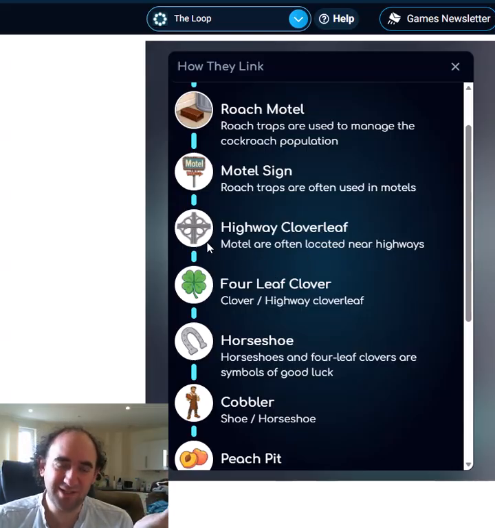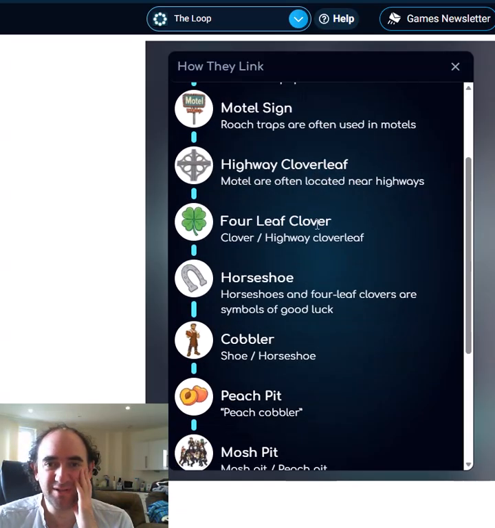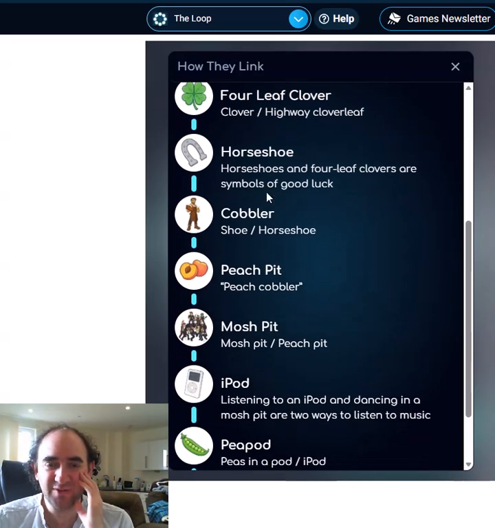Motels are often located near highways. Yeah, we sort of worked that out. This is a 4-leaf clover, and this is apparently called a highway clover leaf. I mean, I've never heard that name before, but I did say they look vaguely the same shape if you squint, so I suppose that works. Those are luck, those are shoes. Peach cobbler, as we said.